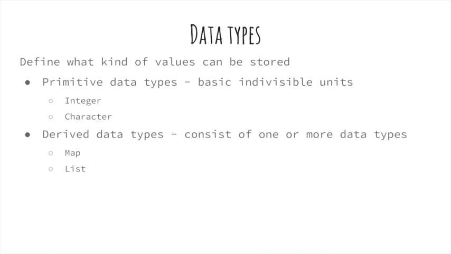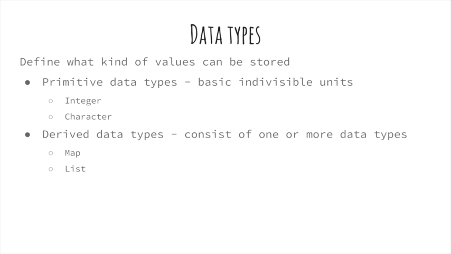Data types define what type of values can be stored in a variable. For example, if a variable is defined as an integer type, it means that the variable can store only integer values. Data types can be categorized into two categories. The first category is primitive data types. Primitive data types are those data types which are indivisible units. They cannot be decomposed further into other data types. For example, integers and characters.